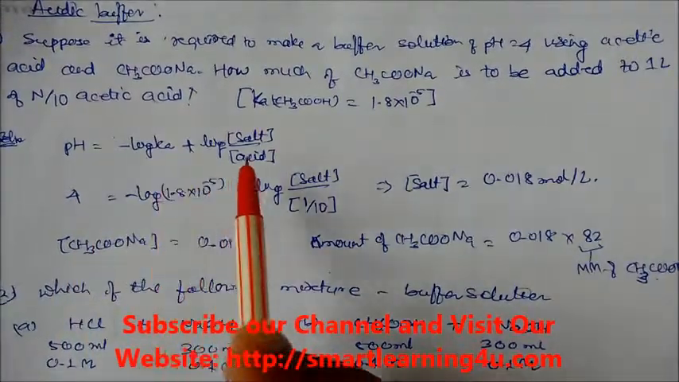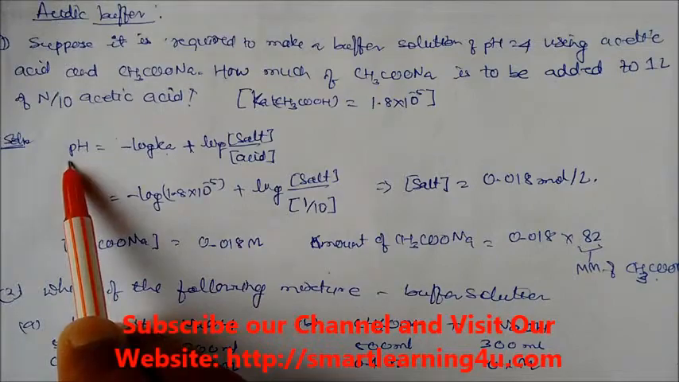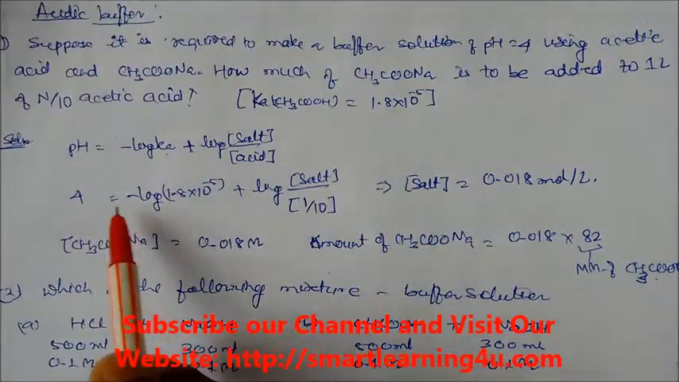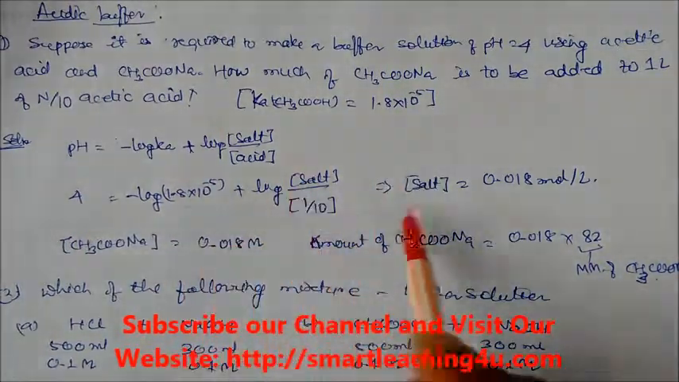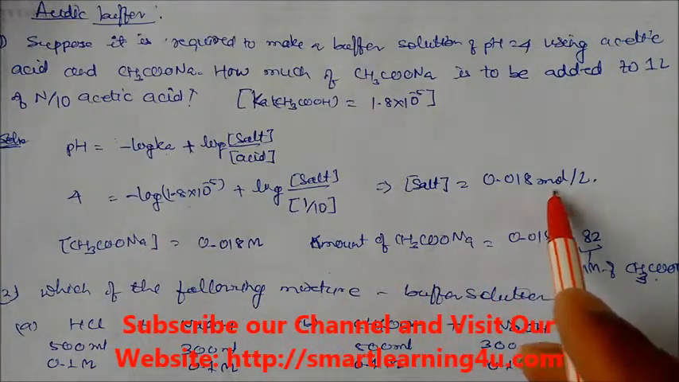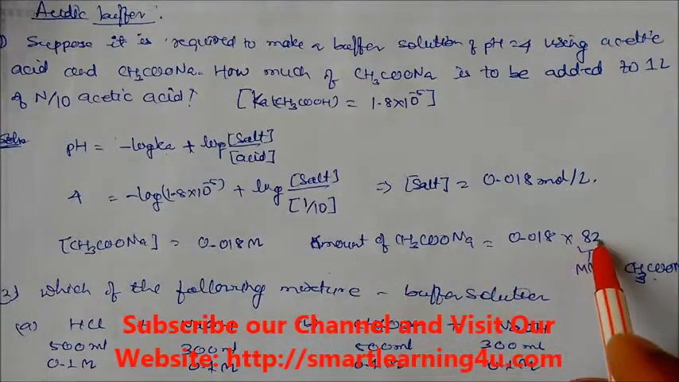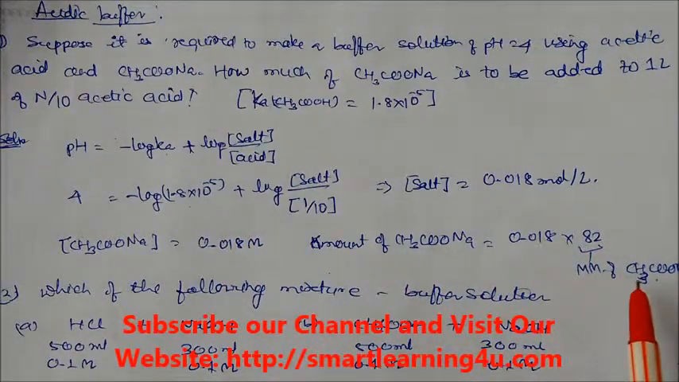Acetic acid is given, pKa is given, and they are asking for the salt; pH is also given. So we can directly put in the value 4, and this is the value of Ka. On solving, we will get the concentration of sodium acetate, that is 0.08. This is the concentration, so we get molarity. The amount will be multiplied by the molar mass, and you will get this answer. This is the molar mass of sodium acetate.